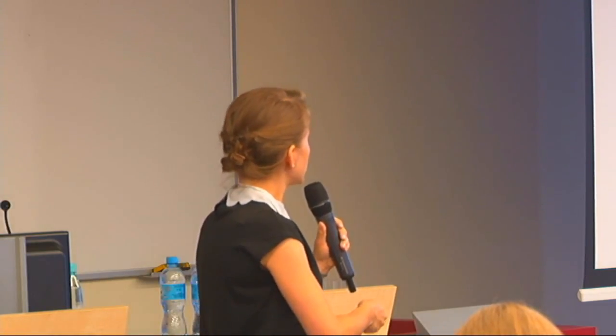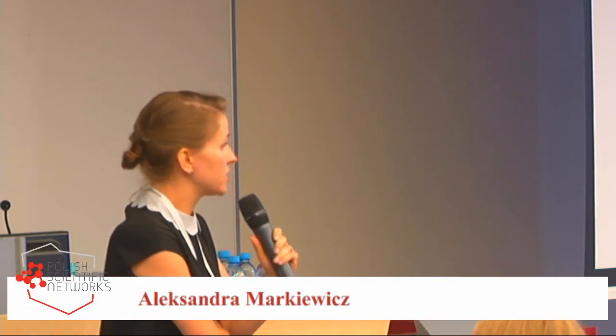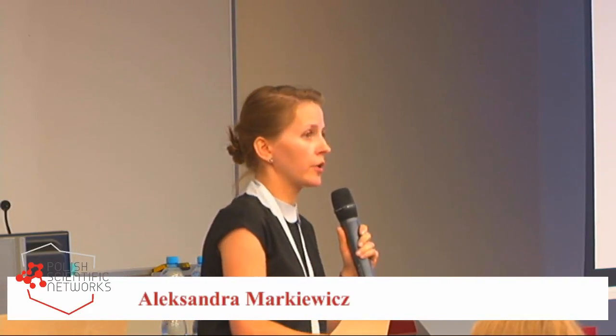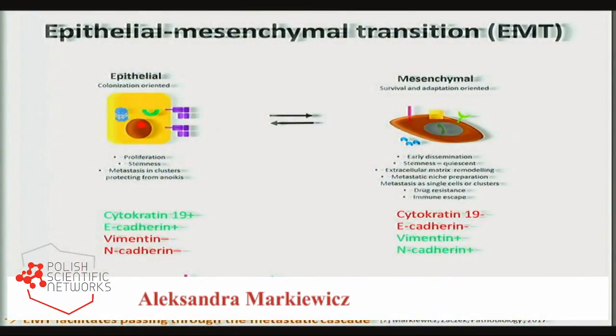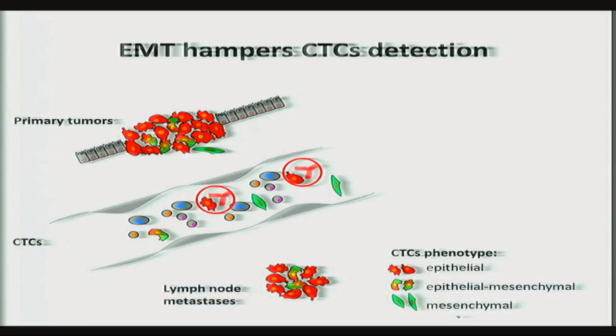What's also important is that this EMT transition significantly changes the molecular profile of tumor cells. Epithelial cells, which normally express epithelial markers such as cytokeratin 19 and E-cadherin, lose these markers and acquire mesenchymal markers like vimentin and N-cadherin. What is important here for CTC isolation is that cells after EMT cannot be detected, because the currently used FDA-approved methods target epithelial markers on the surface of CTCs. So if they are lost, we cannot find them.